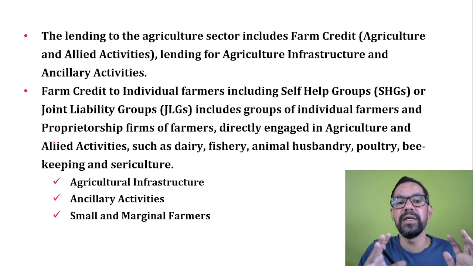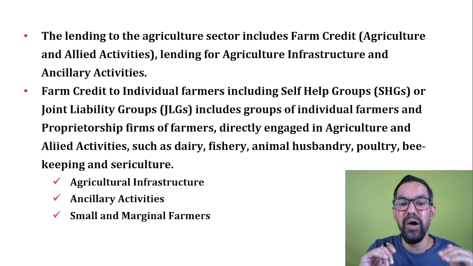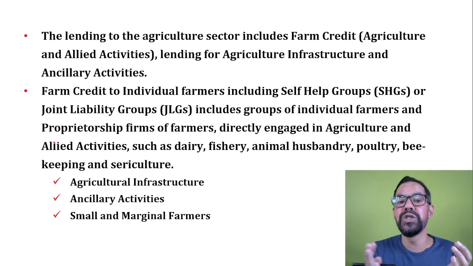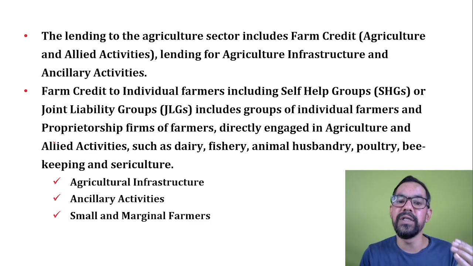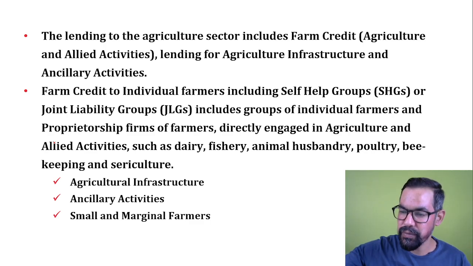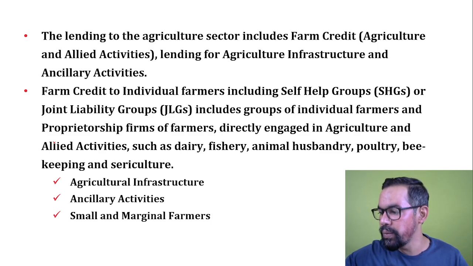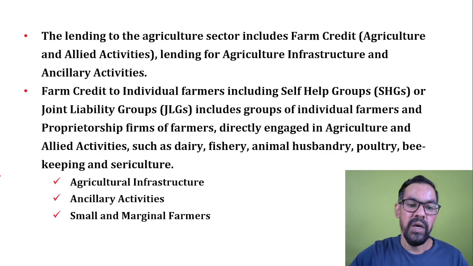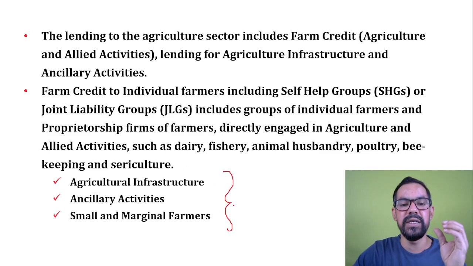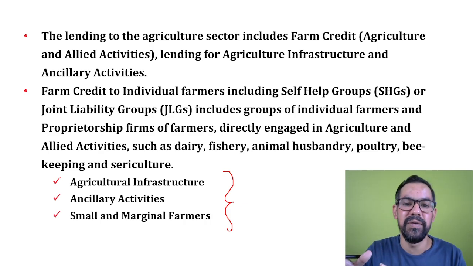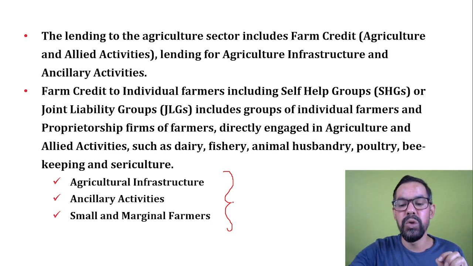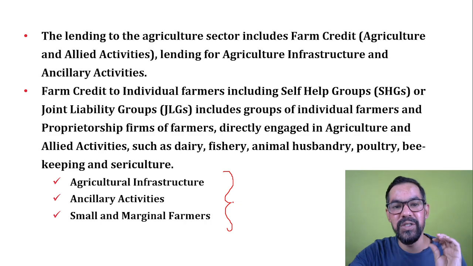So agriculture is an important part of priority sector lending, because out of 40% they have to lend 18% to agriculture. If you talk about the further classification, we have this one as well. Okay, so agriculture infrastructure, ancillary activities and small and marginal farmer loans are the three major areas where banks generally lend their money in the agriculture sector. Okay, so again this is a very important one, please do remember this.